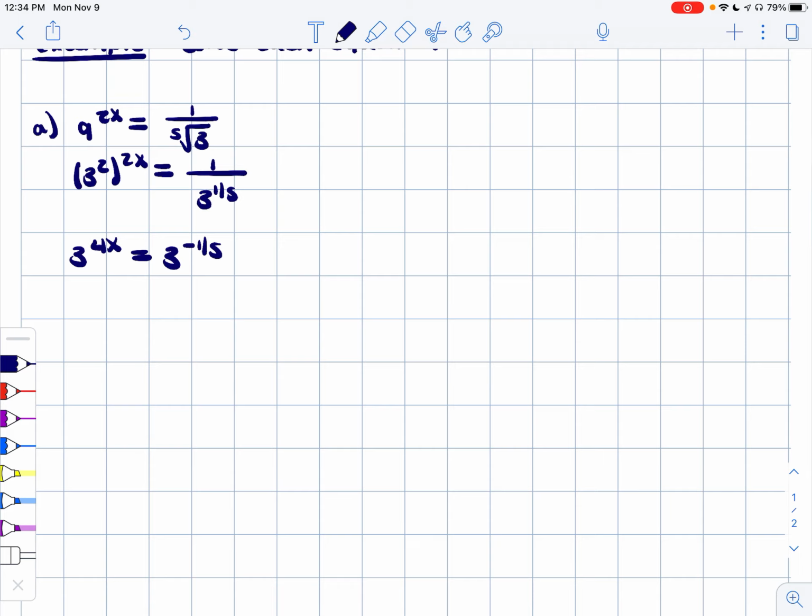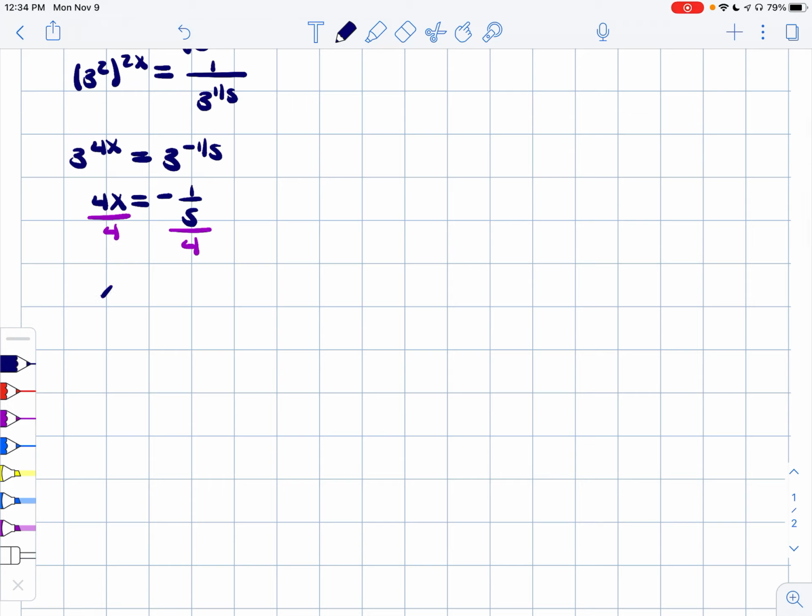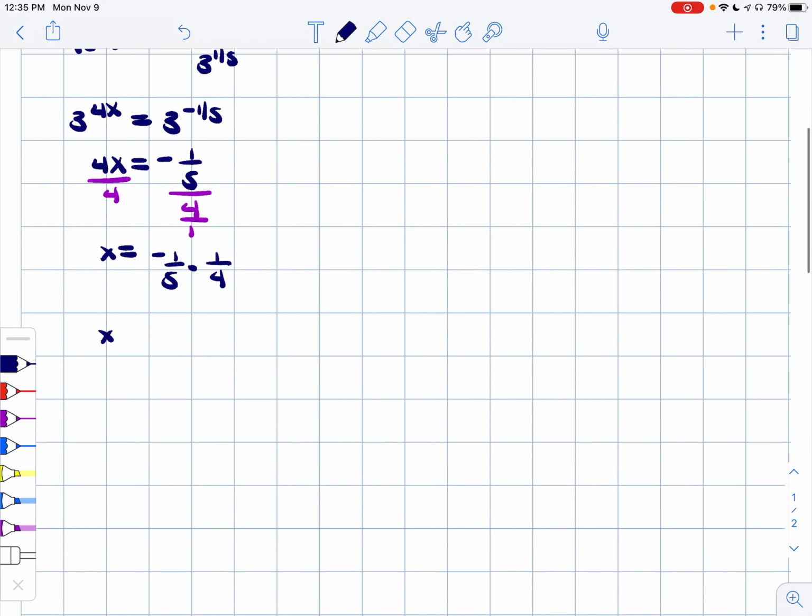All right, well now we have the same base on both sides, so we can drop the bases and set the exponents equal, and then solve for x. So if we divide by 4 on both sides, think of that as dividing by 4 over 1, so it's the same as multiplying by 1/4, which means we have x is equal to negative 1 over 20 as our answer.